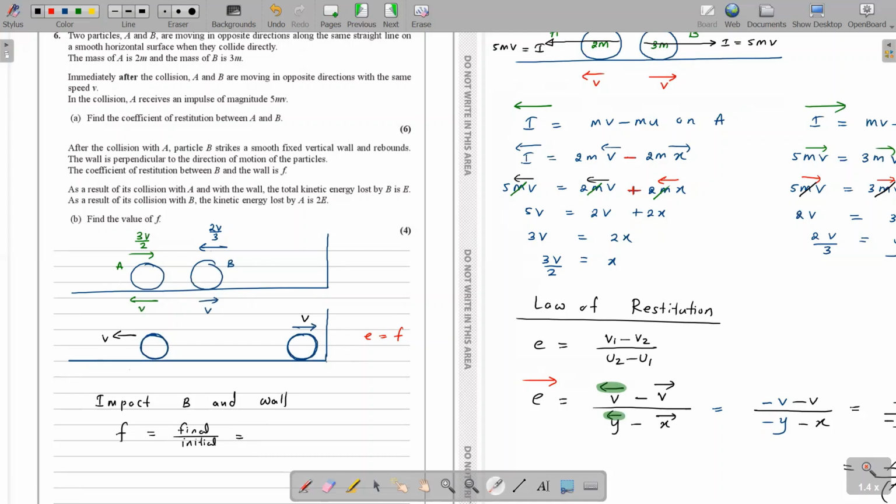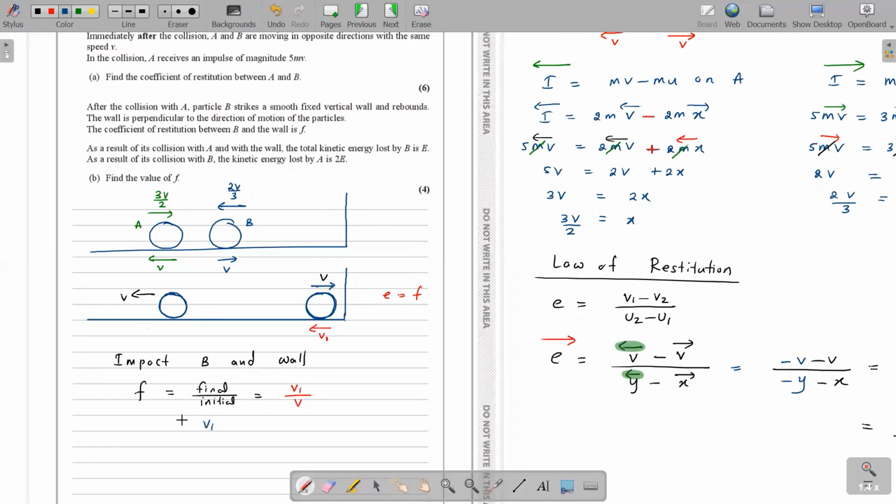So here the final speed is what we consider as when we rebound after you hit the wall. So let's say here my final speed is V1. So final is V1 over initial, which is the speed with which you go and hit the wall, which is V. Do you see? V is the speed you hit the wall. V1 is the speed you rebound, V1 is final, initial is V. So I get V1 equals Vf, which means Vf is the speed with which you rebound. The particle B rebounds with speed Vf. Are you all with me? Okay, so I found the speed of rebounding.